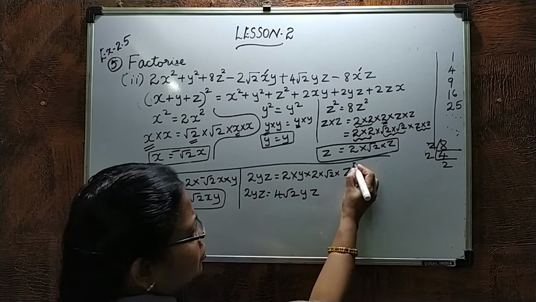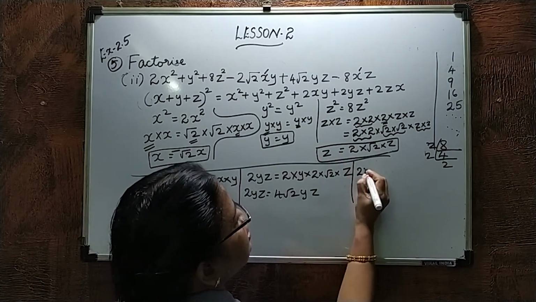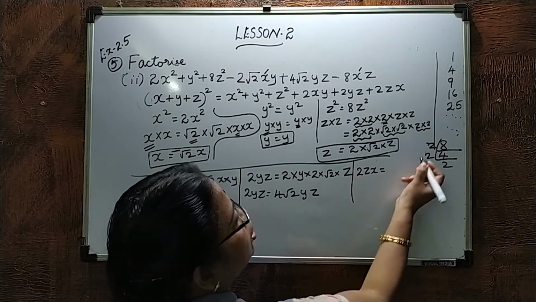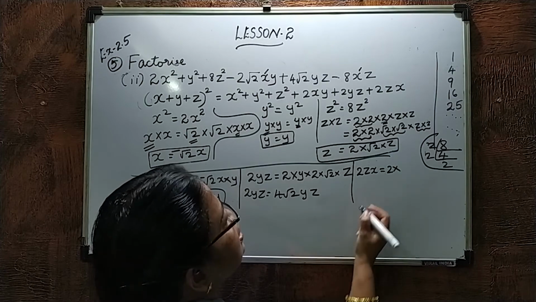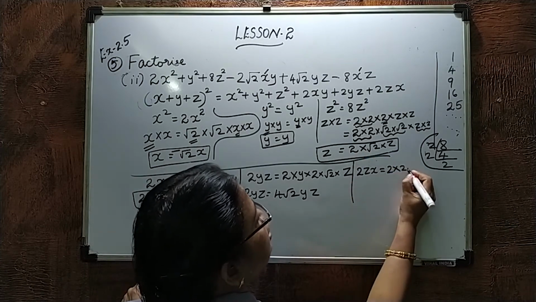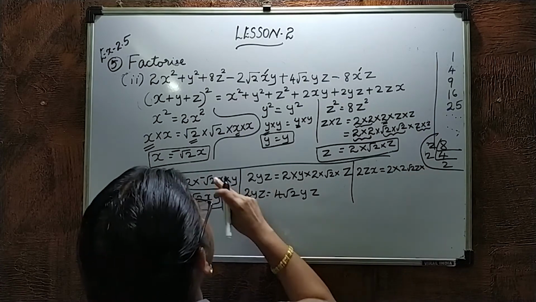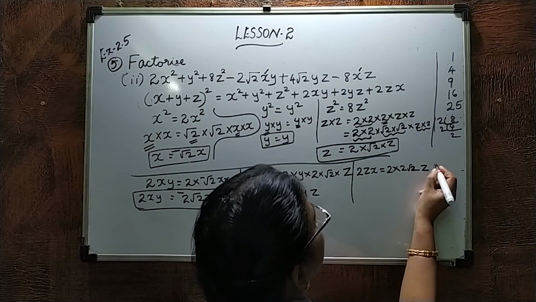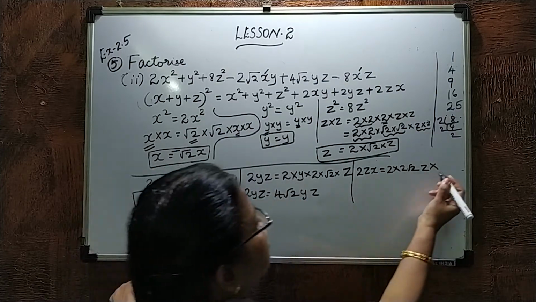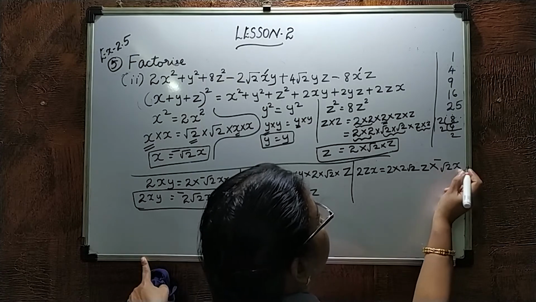Now last term. What is the last term? Here it is 2zx. Means what? 2 into z is, what is it? 2 root 2 z into, what is x? X is negative root 2x into, what is x? X is negative root 2x.